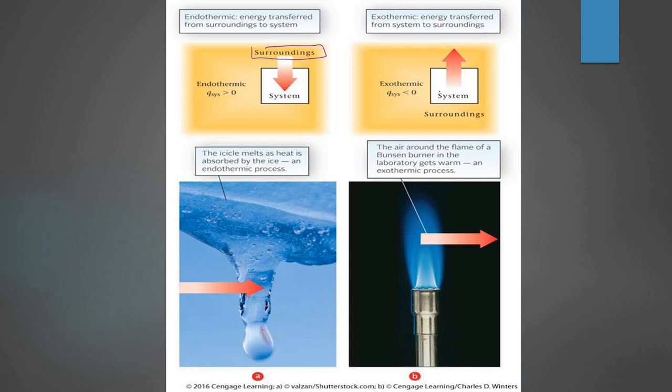In exothermic, the system, which is the white box, is releasing heat to the surroundings, which is what is outside of the system. Here, a Bunsen burner burning would be hot to touch, so we know that it's releasing energy. That would be exothermic, which has a negative Q, and here we have a positive Q.